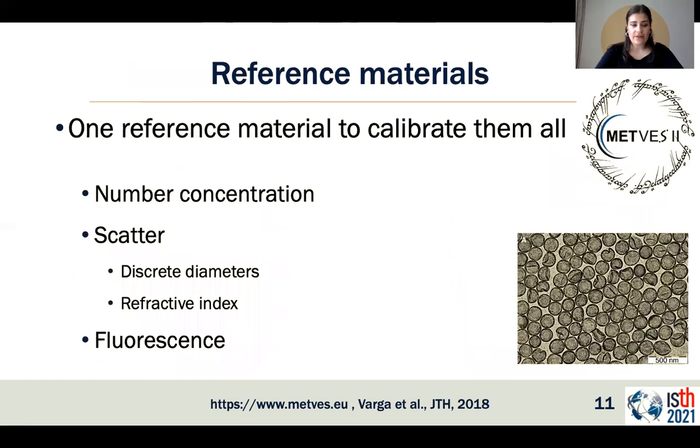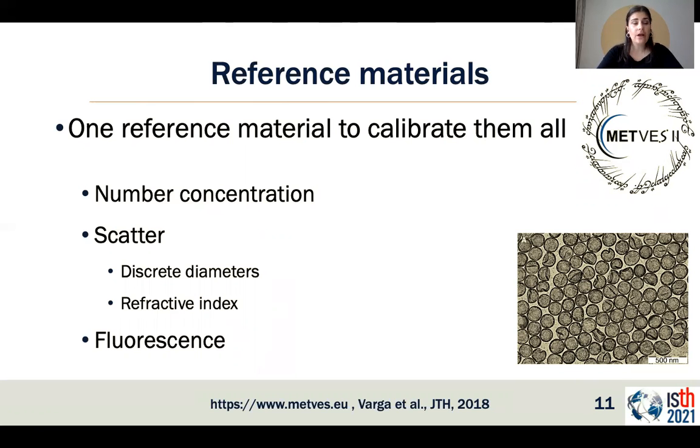And one project that actually aims to achieve comparable EV concentration measurements is the METVES II project. And what we are aiming to do here is we want to develop one reference material to calibrate them all. What does this mean? This means we want to have one reference material that calibrates all aspects of a flow cytometer, such as the flow rate, the fluorescent intensity, and the scatter intensity. And we want the developed reference material to have physical properties that are comparable to EVs when it comes to the number concentration, the scatter pattern, and also the fluorescent intensities.